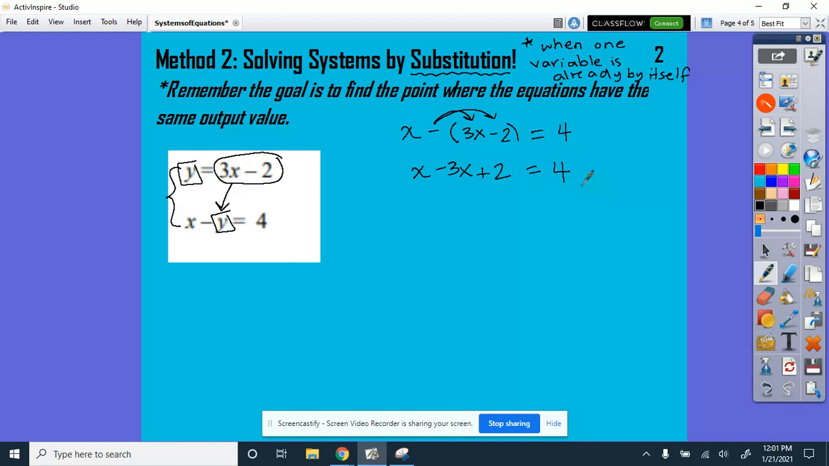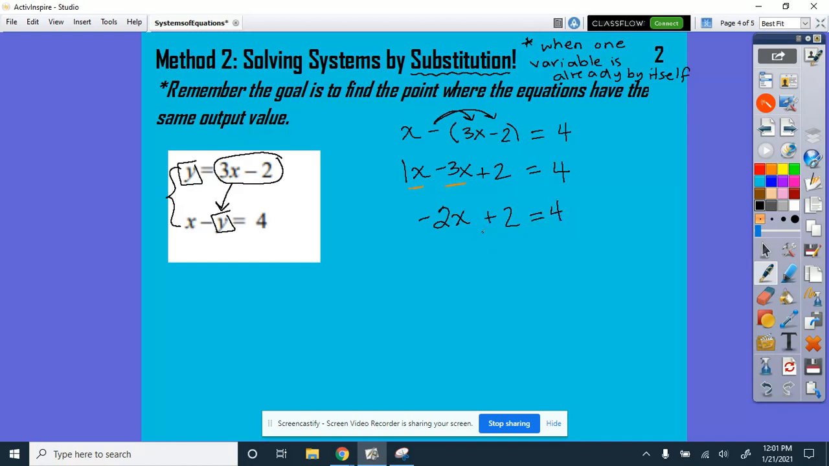Yes. If you're saying yes, you are good to go. So we see that the x is here. This x and negative 3x are like terms which can be combined. Remember, like terms are when your variables are the same. So x minus 3x, that means 1x minus 3x, gives us a negative 2x, right? Then we have a plus 2 equals 4.